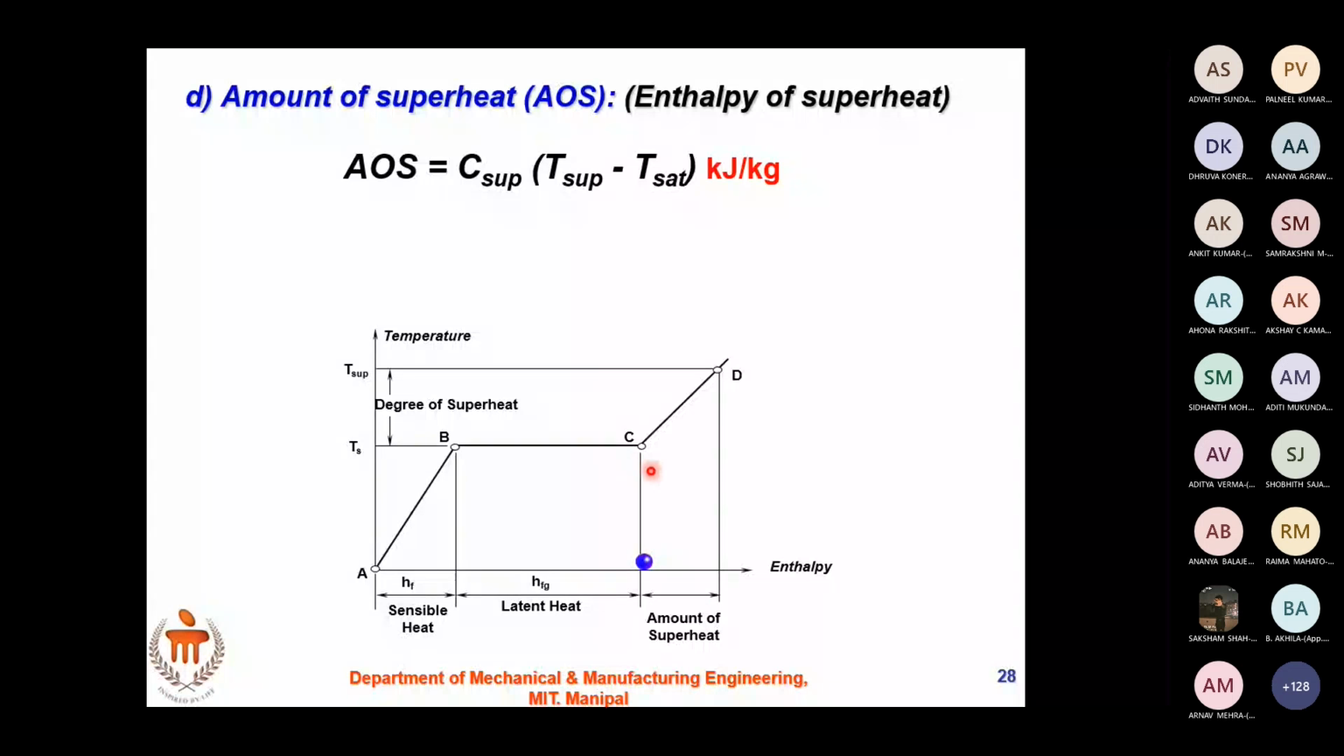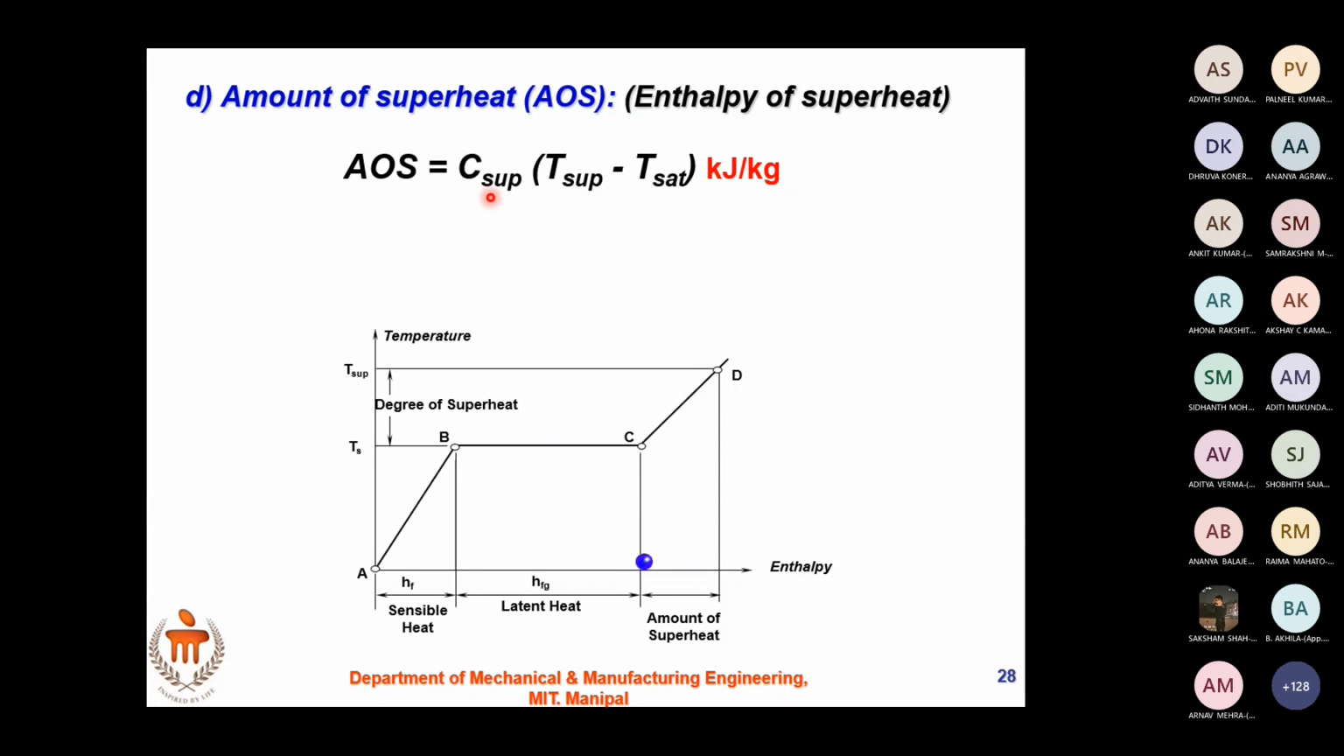Ma'am, this is F, right? Yes. Amount of superheat. It is not D, ma'am. It is F. Serial number F, ma'am. It's okay. We do that change. What is important is this, not this. Don't worry about this. Okay.